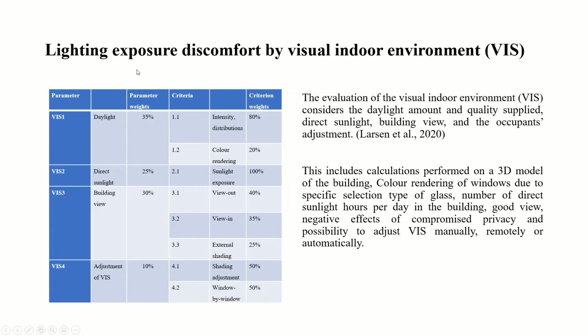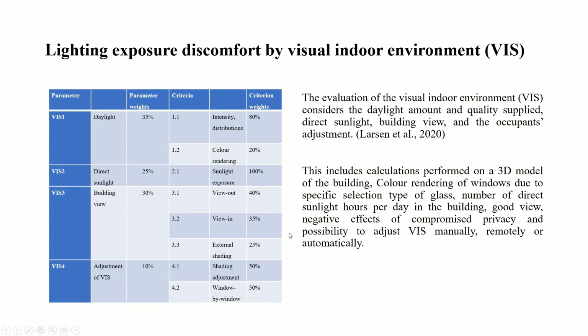Next, lighting exposure discomfort by visual indoor environment, or VIS. The evaluation of VIS considers the daylight amount and quality supplied, direct sunlight, building view, and the occupant's adjustment. This includes calculations performed on a 3D model of the building, color rendering of windows due to the specific type of glass selected, number of direct sunlight hours per day in a building, good view, negative effects of compromised privacy, and the possibility to adjust VIS manually, remotely, or automatically by occupants.